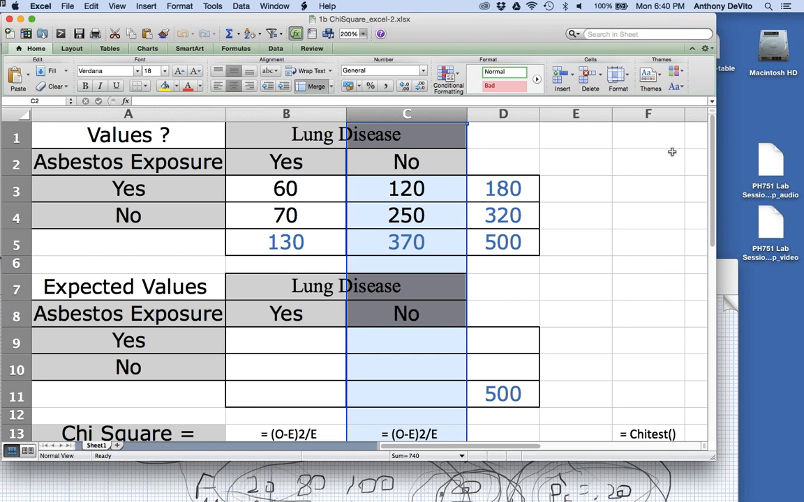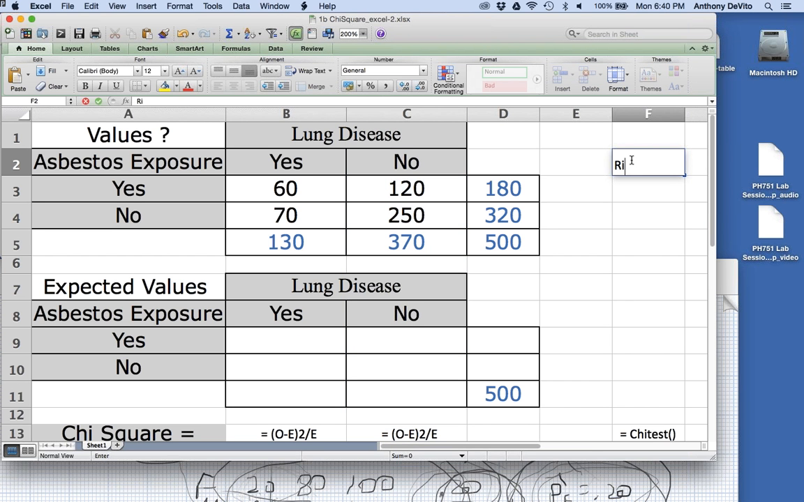Okay, so now remember how we defined risk. I'm going to look at this idea of risk. Another way of talking about this is just rate, risk or rate.